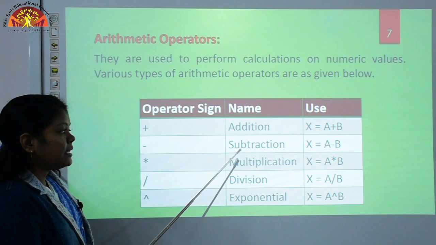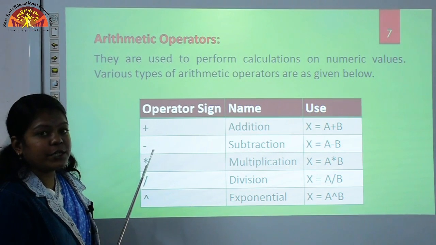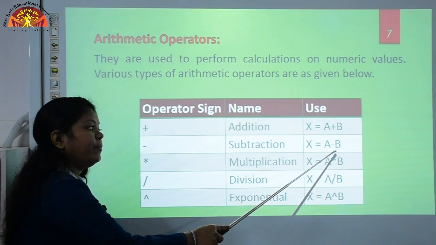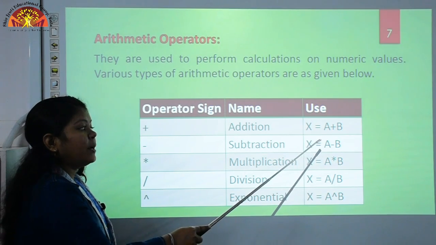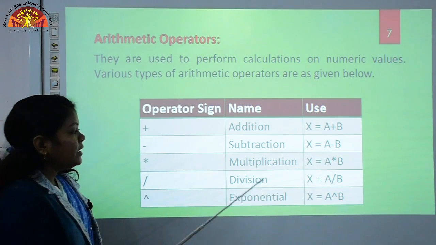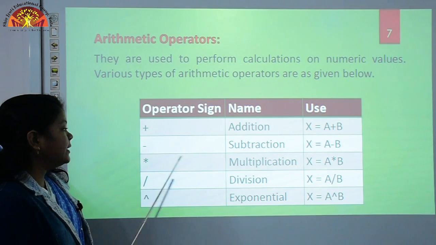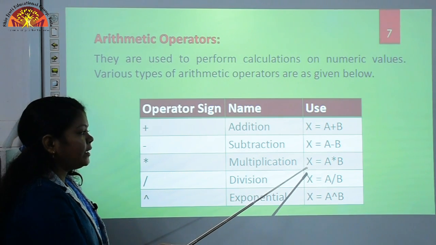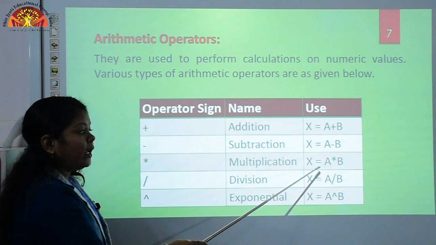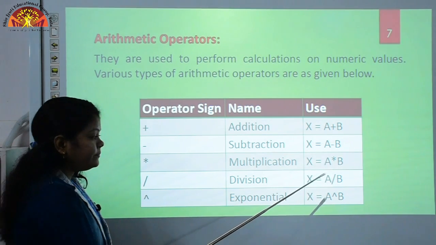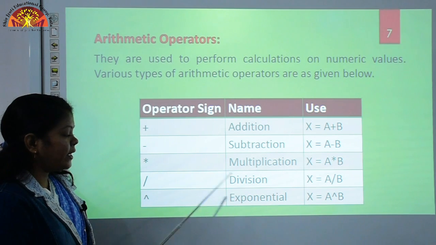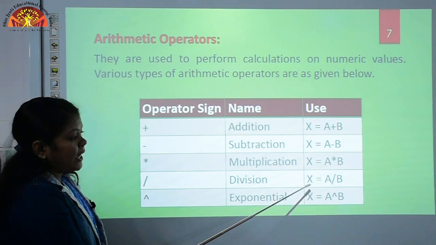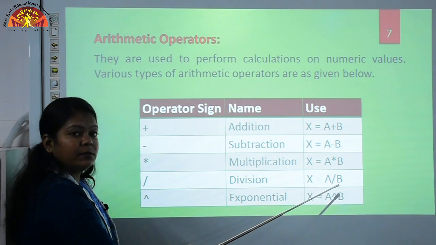Next we have the subtraction operator, and we can use it like x equal to a minus b. So here x holds the result of subtraction of a and b. Next we have the multiplication operator, and the asterisk is the symbol of the multiplication operator. We can use it like this: x equal to a multiplied by b. Next we have the division operator, which we can use like this: x equal to a divided by b.